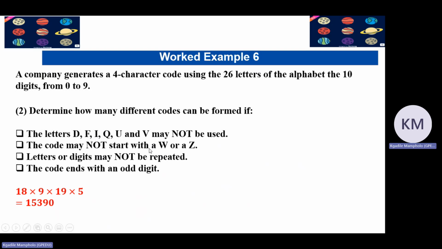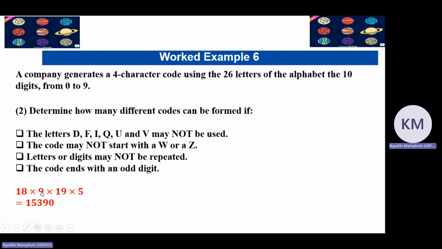So, and then also the code may not start with W and Z. It means at the beginning, you can choose out of 18. The first letter can be chosen out of 18 because we exclude the 7 letters here, and W and Z cannot be at the beginning.